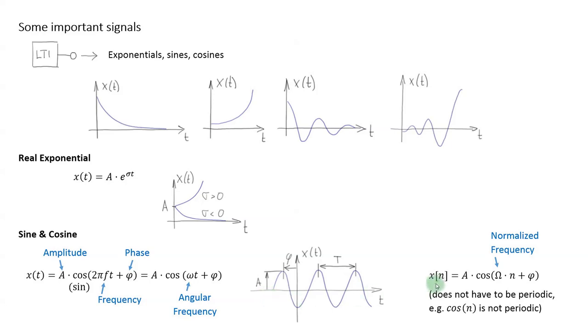In the discrete world, we use sine and cosine in this form. It's kind of similar to this one. We have the amplitude and we have the phase. The change is that here, instead of the angular frequency, we have this capital omega, which we call the normalized frequency. And a fun fact about discrete cosine is that it does not have to be periodic. For example, when this omega is 1 and you have cosine of n, you could check that the values of this cosine do not repeat themselves with any period. So a discrete sine or cosine does not have to be periodic.